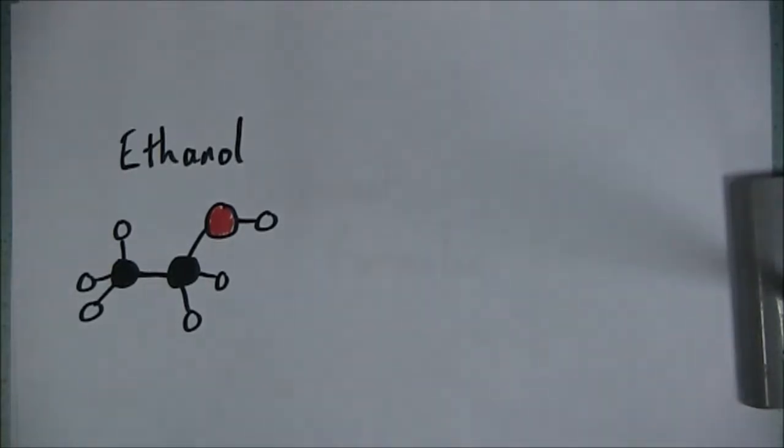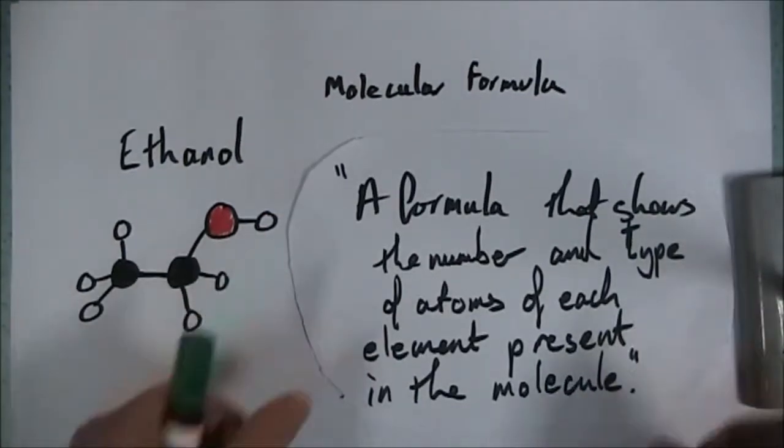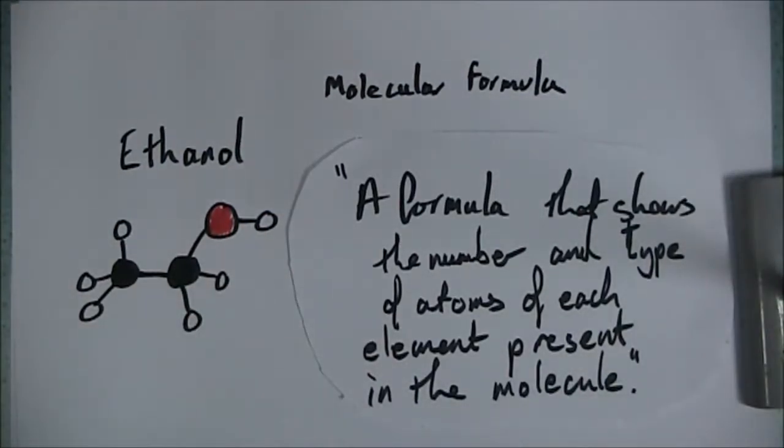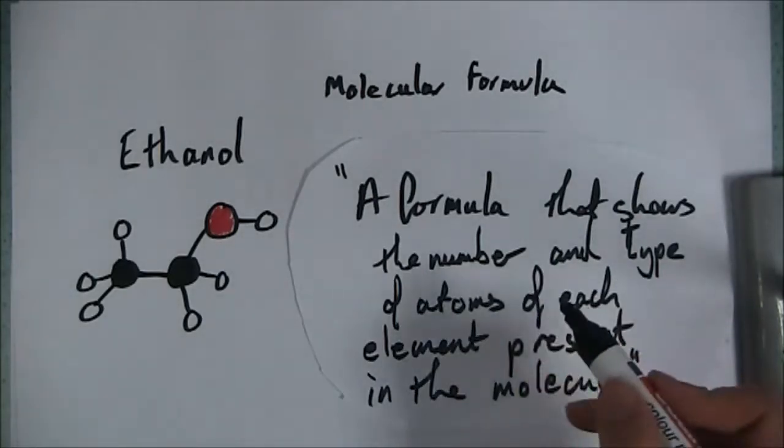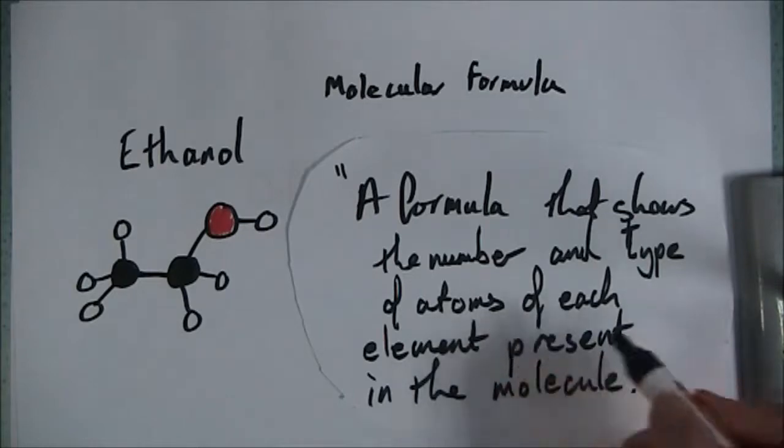And at GCSE, the formula that you'll have seen used probably quite a lot is a molecular formula. A molecular formula is a formula that shows the number and type of atoms of each element present in the molecule. So there are two things with a molecular formula that we need to see. The first one is the number of atoms, and the second one is the type of each.